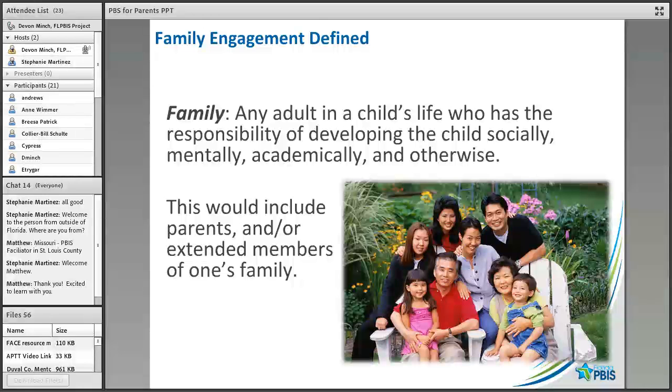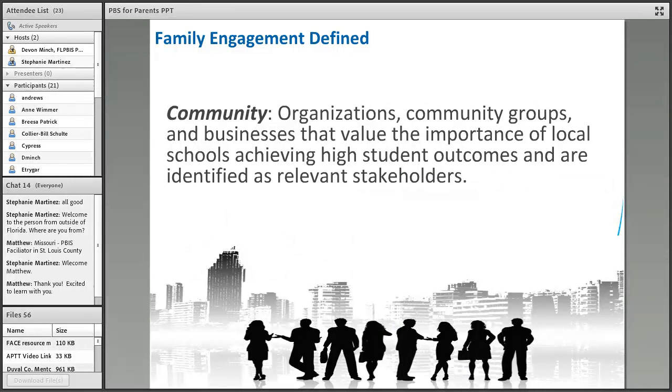So when we talk about family engagement, we really want to be inclusive of adults who support children that may not be what we typically think of as their parent. So it could be an extended family member, or somebody's primary caregiver.